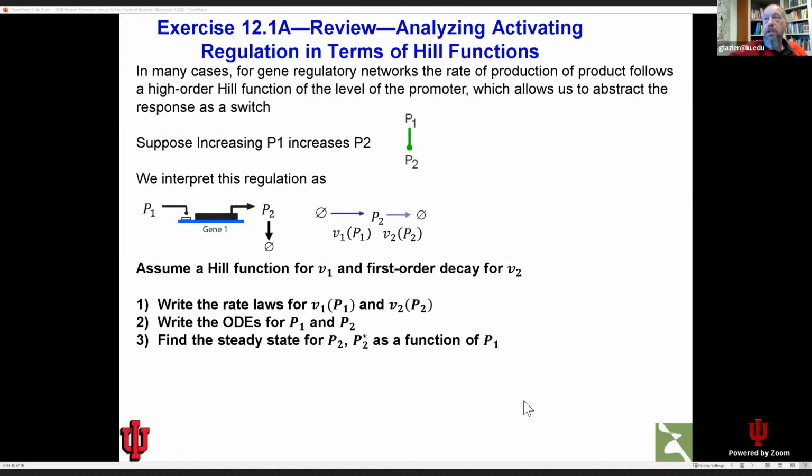And so why don't we just review quickly as a little exercise, everybody to get started, reminding ourselves of Hill functions. Let's take our diagram, P1 goes to P2. Assume that you have a Hill function for V1, first order decay for V2. Write the rate laws for V1 and V2. Then write the ODEs for P1 and P2. And then solve the steady state P2 as a function of the value of P1.